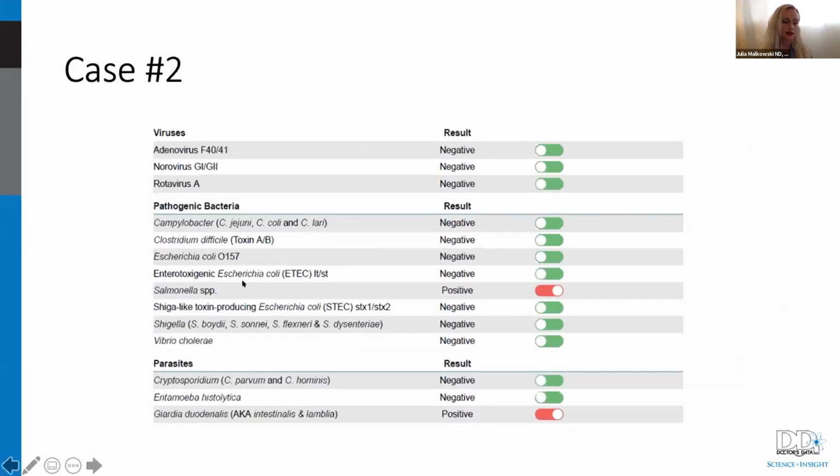Now here we have the information about the pathogen portion of the test. So this is using DNA technology to identify viruses, pathogenic bacteria, and parasites. And we see here for this patient, they do have the Salmonella and they do have the Giardia. So this finding right here can very well be the factor with the patient's chief complaint of worsening diarrhea and GI issues for the past 3 months since travel.